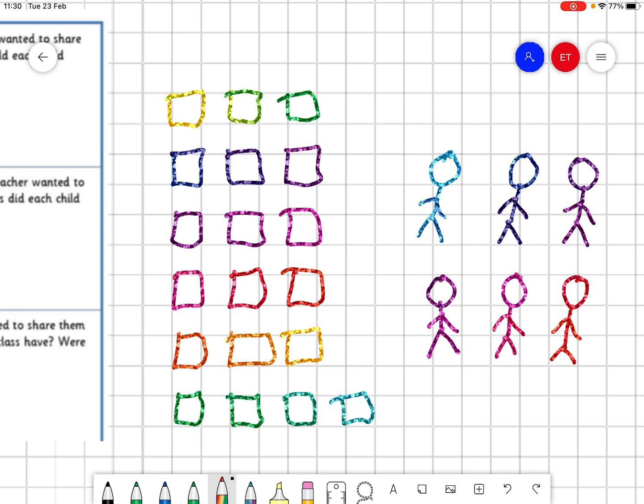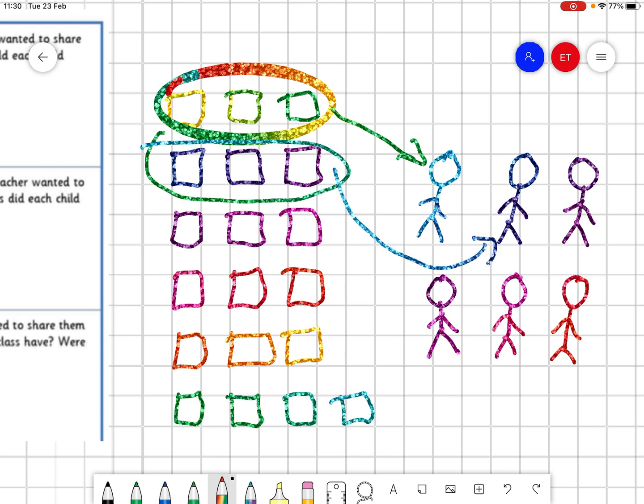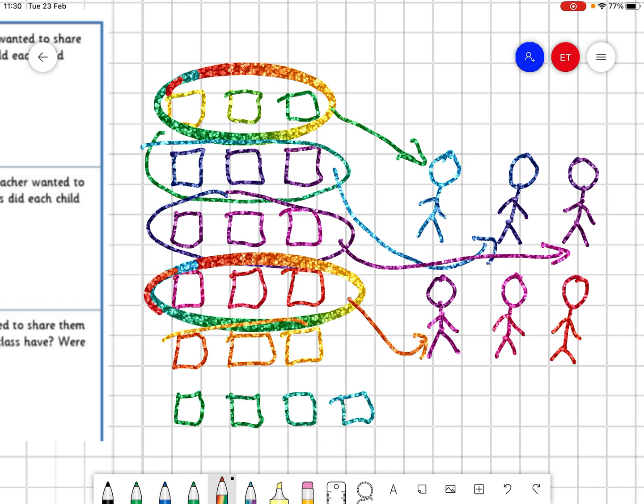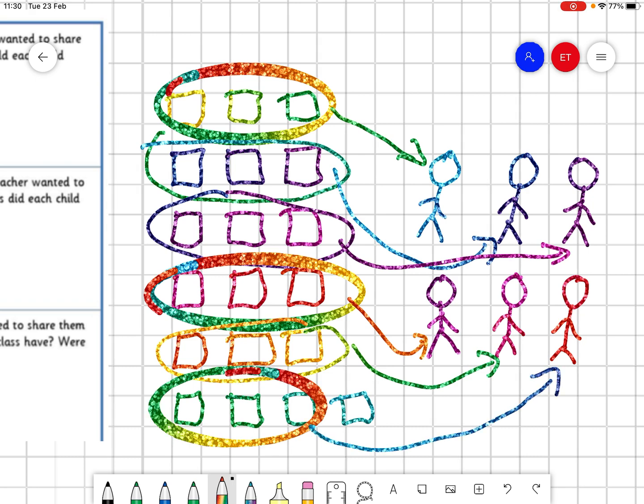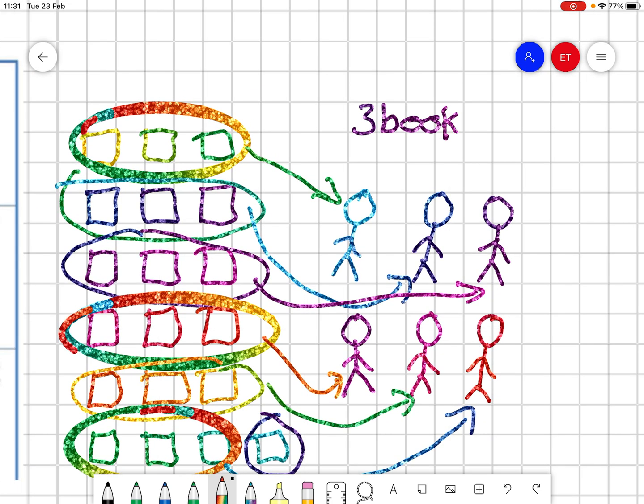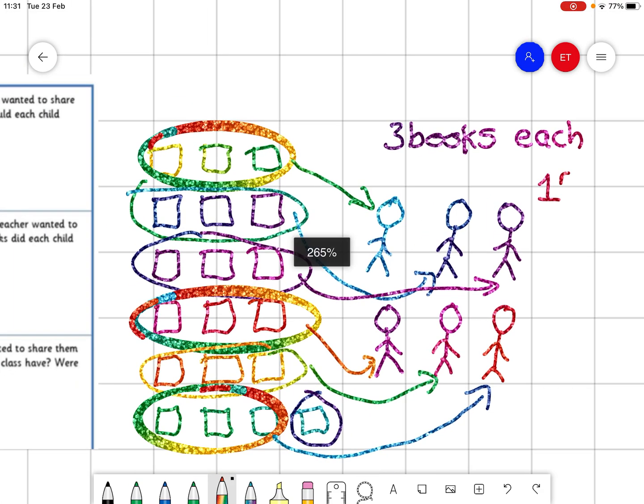So I'm going to give 3 books to this guy, 3 books to this guy, 3 books to this guy, 3 books to this guy, 3 books to this guy, and 3 books to this guy. So they all get 3 each. How many's left over? 1. So they would get 3 books each, with 1 remaining. Okay?